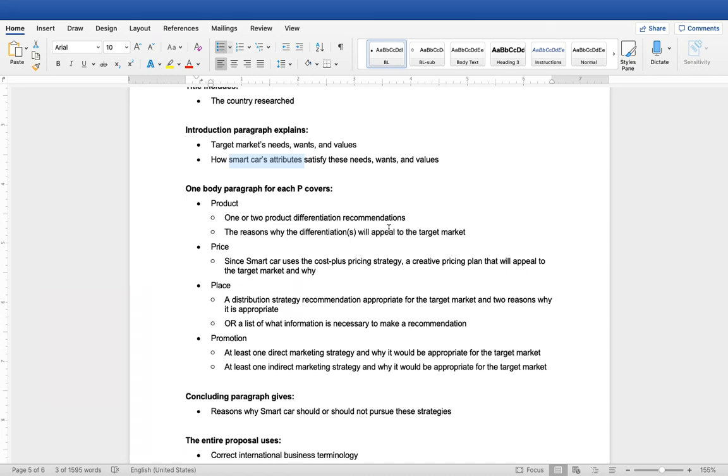So again, you're going to type everything in paragraph format, complete sentences, not bullet points. Paragraph explaining the product differentiations in detail and why you are recommending those differentiations to the vehicle. Then under price, you're going to explain which pricing strategy you selected, acknowledging that the smart car currently uses a cost plus pricing strategy. However, you may or may not choose to stick with a cost plus.